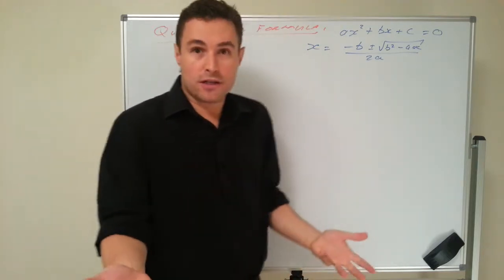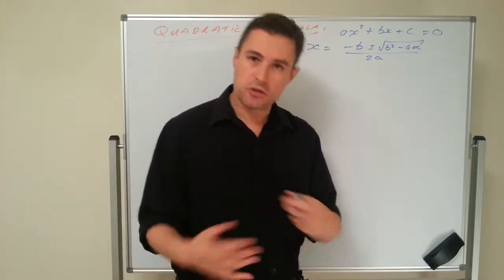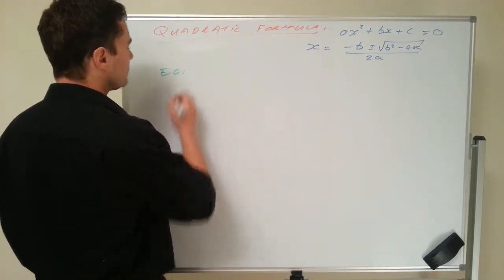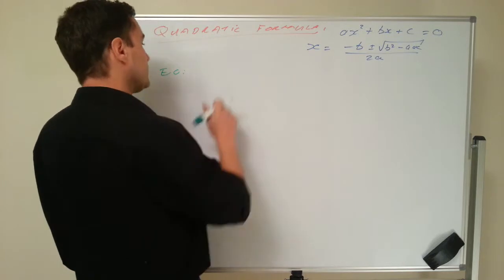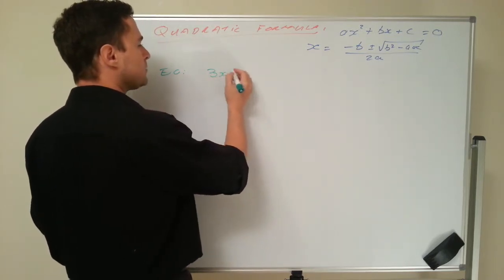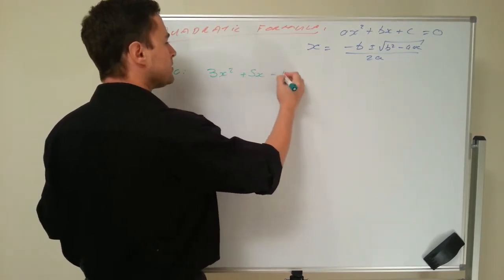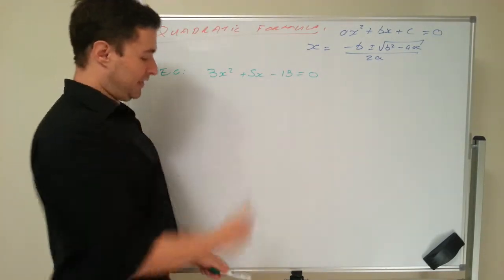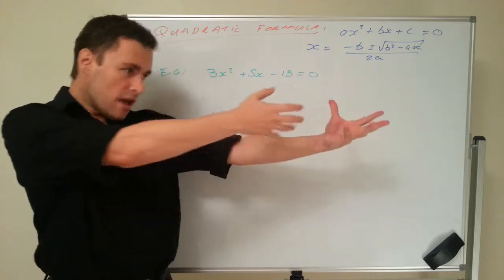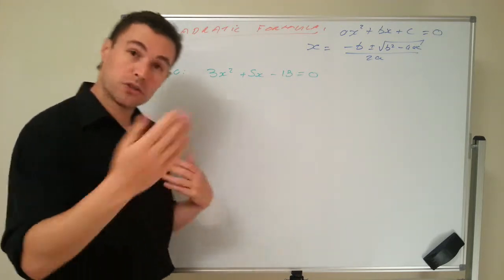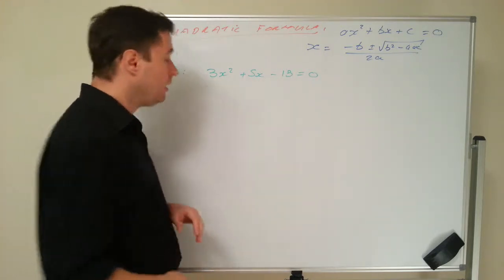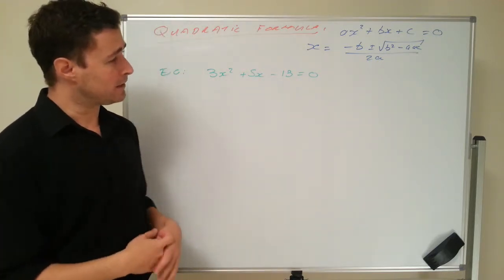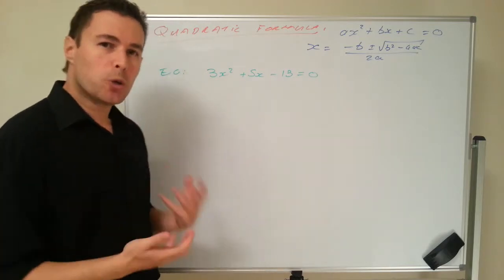Okay, so let's look at an example on how to solve this and the tricks and tips when you need to solve it. So, for example, we're going to look at 3x squared plus 5x minus 13 equals 0. Okay, so first thing, this is very nice because it's all equal to 0. So I've got everything on the one side, which is what you have to do when you're solving quadratics. Everything must be on the one side. That's my first step.